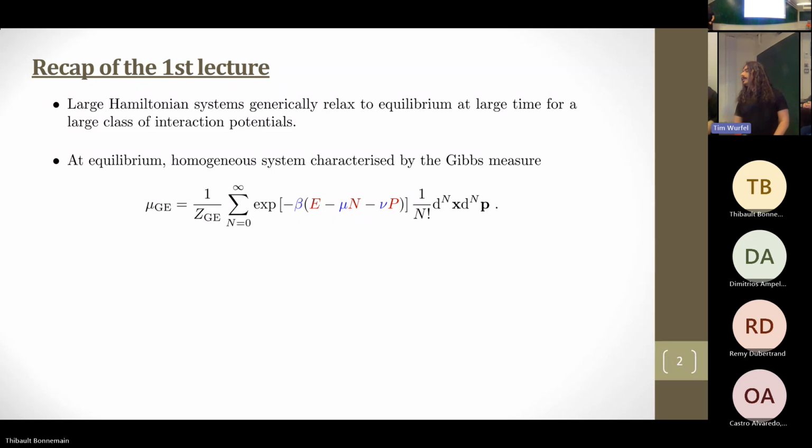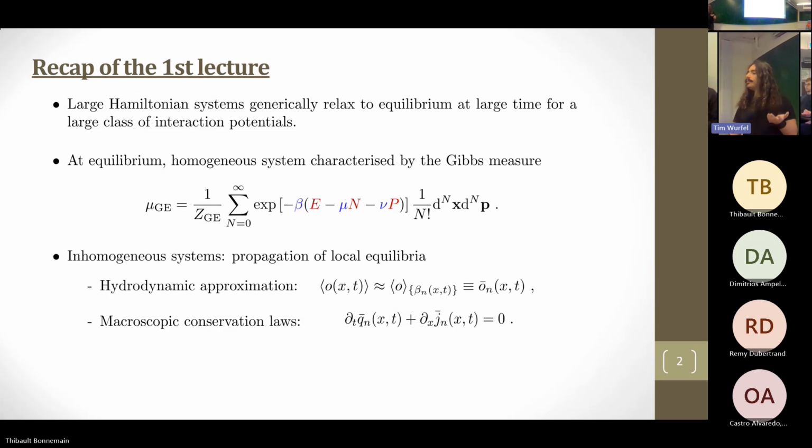So here, the E, N, and P represent quantities that are conserved by the Hamiltonian dynamics, and the parameters beta, mu, and nu here are Lagrange parameters to ensure that those conserved quantities have the correct value. And if the system is inhomogeneous, then we assume that there is some propagation of local equilibria, meaning that the Lagrange parameters beta, mu, and nu now depend on space and time slowly throughout the system. And we describe their propagation through those macroscopic conservation laws here.